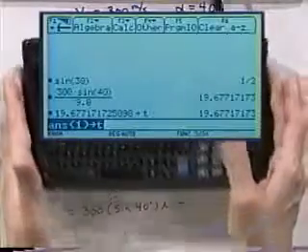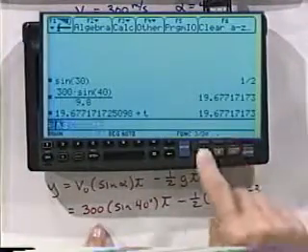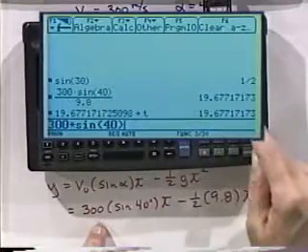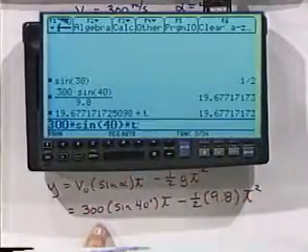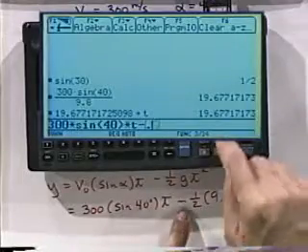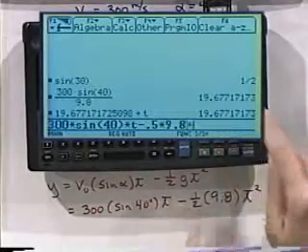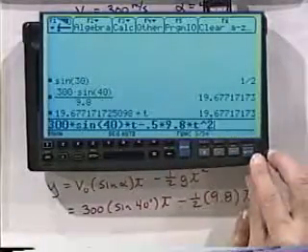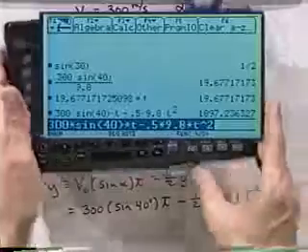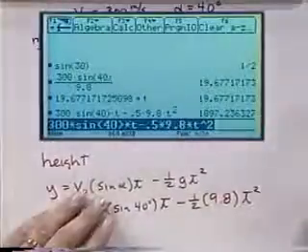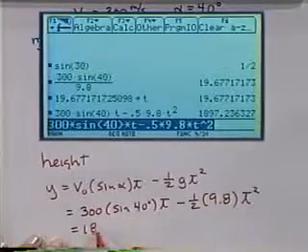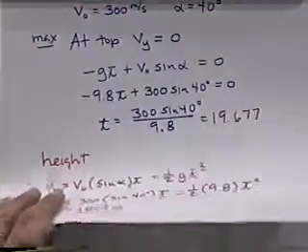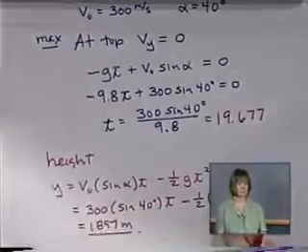All right, and then I'm going to type 300 times sine of 40 times t, because t has the 19.67, minus 0.5 times 9.8 times t. Unfortunately on this calculator, to do squared you have to go raised to the second, and hit enter. All right, and I got about 1897 meters. Good, that's what I have on my answer sheet.